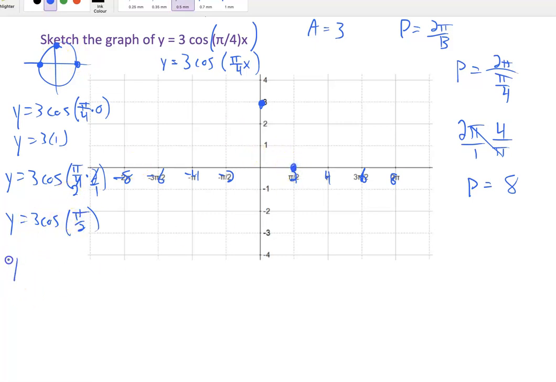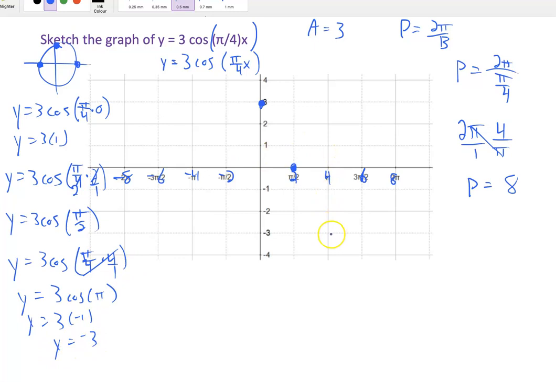Let's plug in 4. Y equals 3 times the cosine of pi over 4 times 4. All right, well, this is 4 over 1. Your 4's cancel. Let's rewrite. Y equals 3 times the cosine of pi. All right, we're at cosine of pi over here. That's -1. So y equals 3 times -1. So now we're at -3. All right, so at 4, I'm at -3.